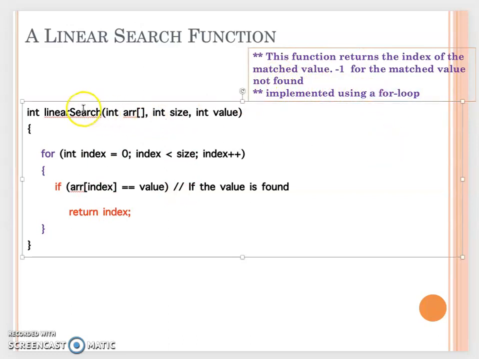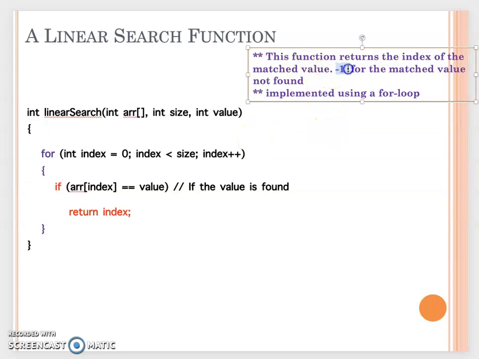I still have the function name linear search. I still pass in the array with the size and the searching value. Then my return value is the location of the matching value. And of course, the same thing: we need to be careful. If I didn't find the matching value, we need to return -1.